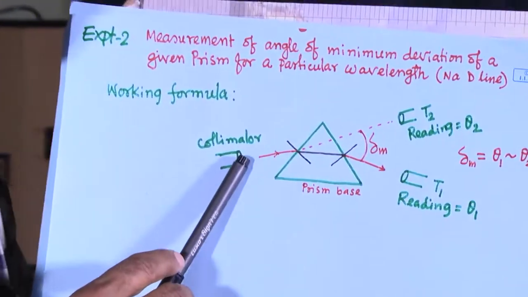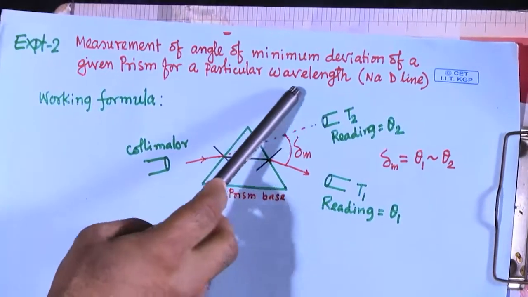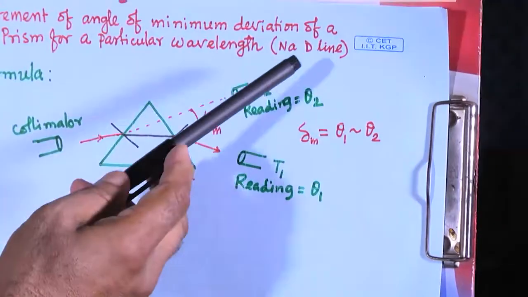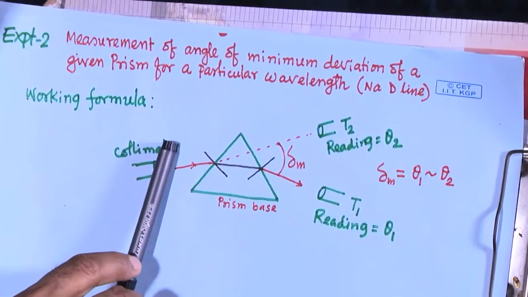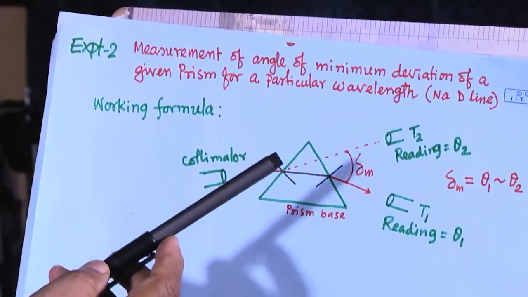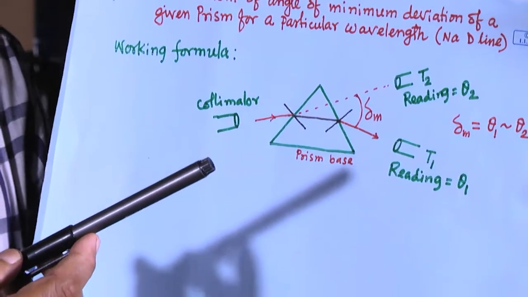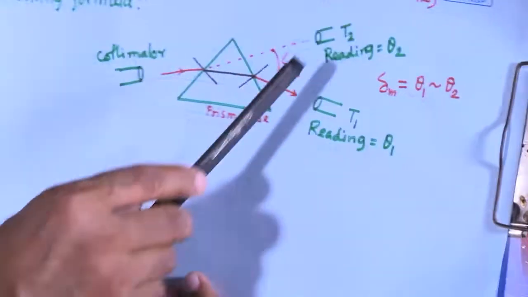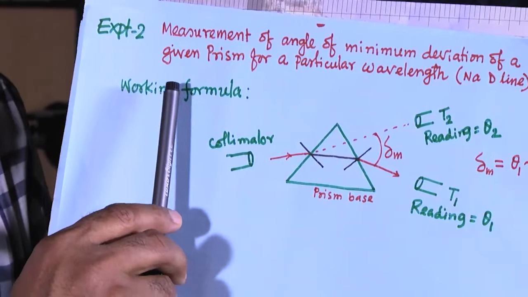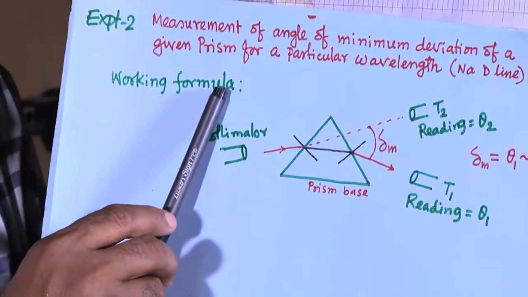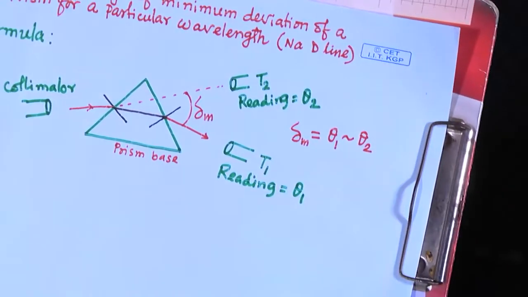Say, sodium D line. Basically, if you use a sodium source, you will get yellow light, so it is called the D line. It has a particular wavelength, 5893 angstrom. So for this wavelength, what is the angle of minimum deviation of a prism? That we would like to find out experimentally.